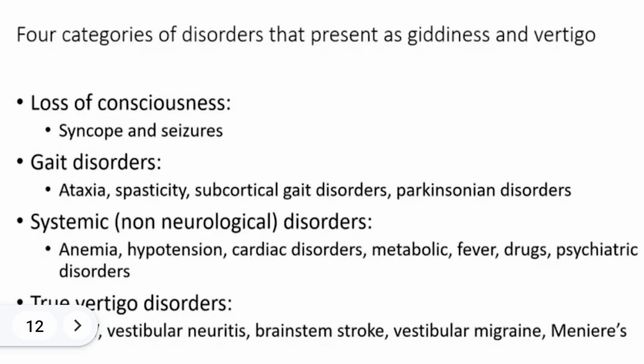And the third category is systemic disorders. Patients with anemia, hypotension, cardiac disorders, or other systemic conditions sometimes present with dizziness. And the last category is true vertigo disorders. It includes BPPV, vestibular migraine, Meniere's disease, vestibular neuritis, and brainstem stroke.